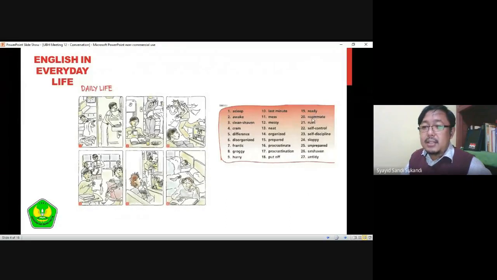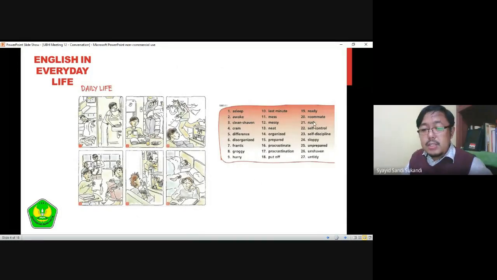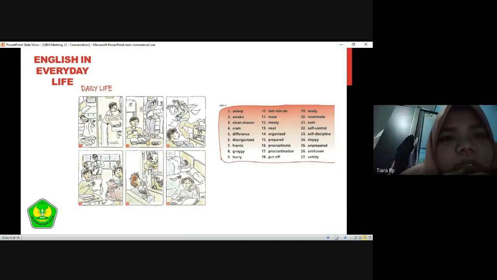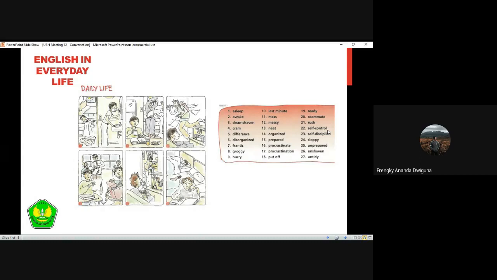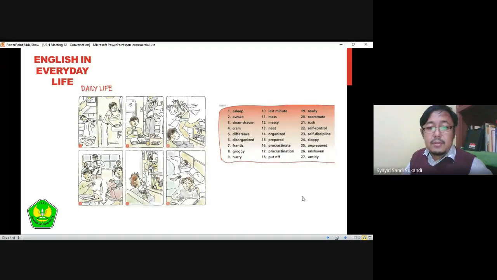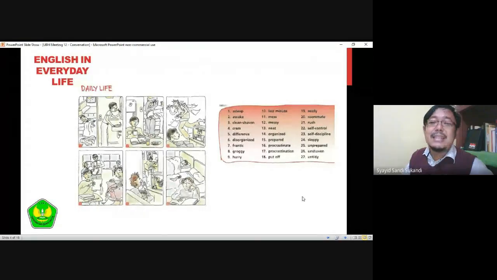Ini dia yang kosakata saya bilang tadi. Roommate, so they are all roommate, teman satu kamar untuk kuliah. And number 21, rush. This one, I've told you before. Self-control. Every Mr. Yellow part is self-control. Yes, he has self-control.